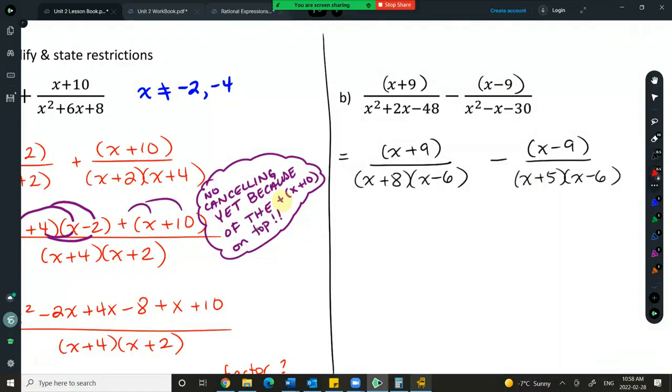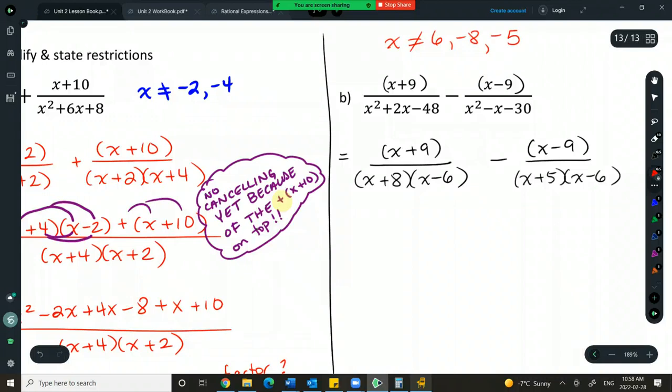Restrictions, so start a list. X cannot equal 6, and negative 5. Good. So just the bottoms, the tops are okay. The tops can be 0, that's fine.